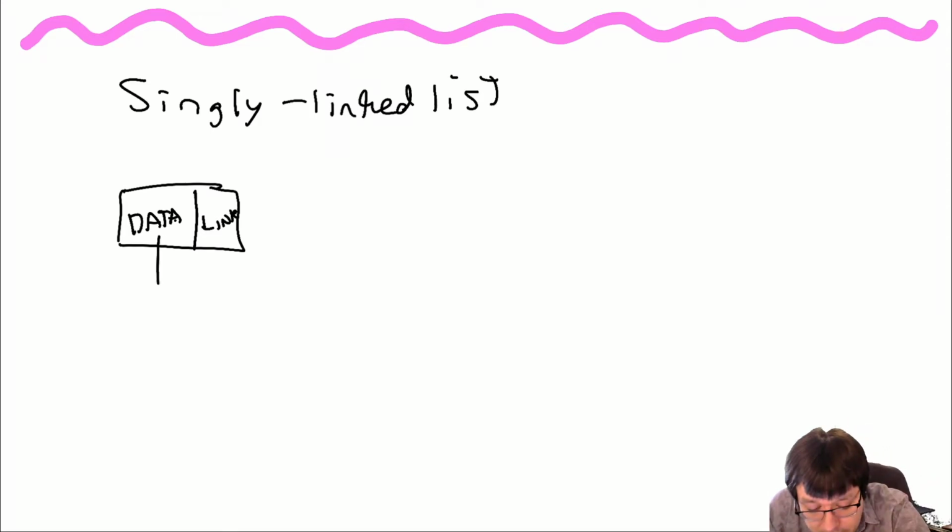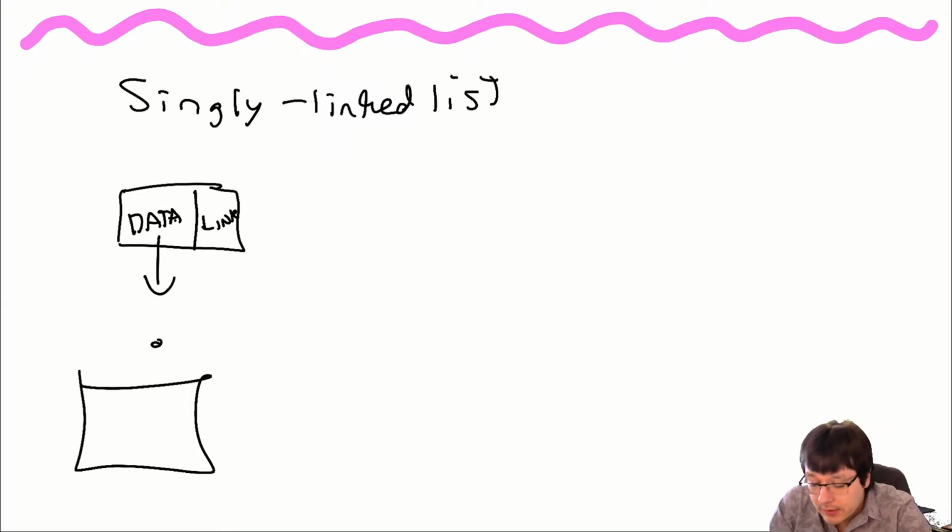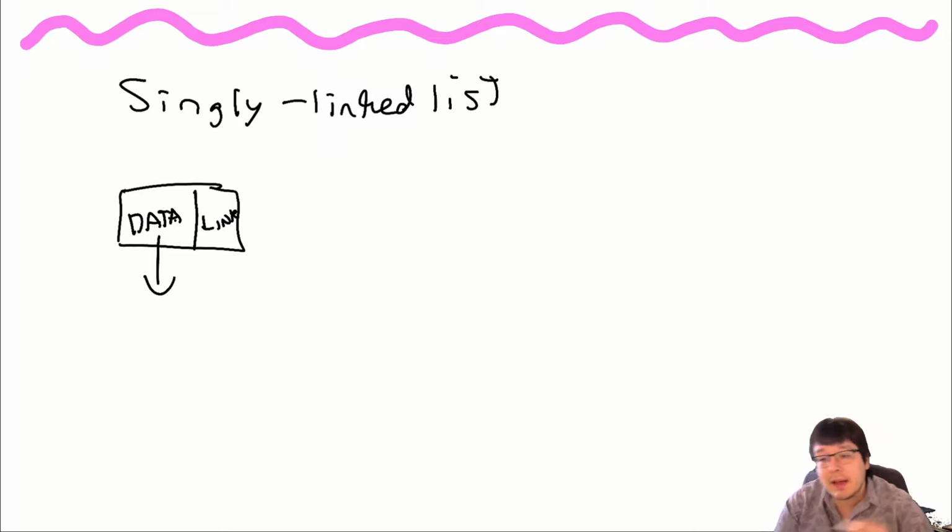So you could make data be a pointer to actual data that could be bigger, an object or whatnot. Or you could actually store the data itself there. It really depends what you want to do. However, in the purest sense, you typically just think of that as the data being held there, okay?